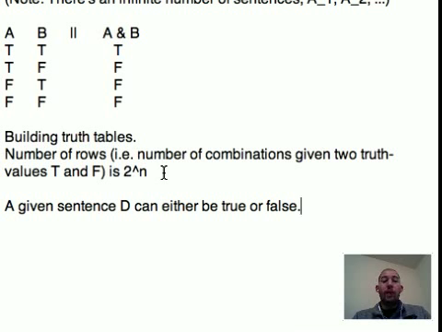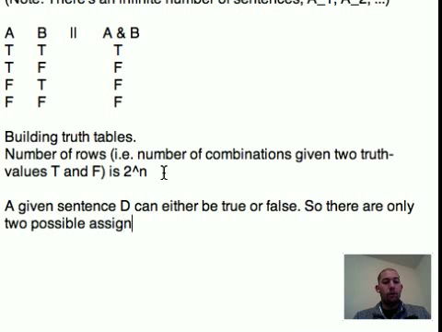So if we look at negation, for example, the truth table for a sentence that is negated will only require 2 rows. Why? Well, there's only one sentence letter, and there's only 2 possible assignments, namely that the atomic sentence D is false, or that it's true. So a given sentence D can either be true or false, so there are only 2 possible assignments. But suppose we have a sentence that has 2 different atomic sentences.